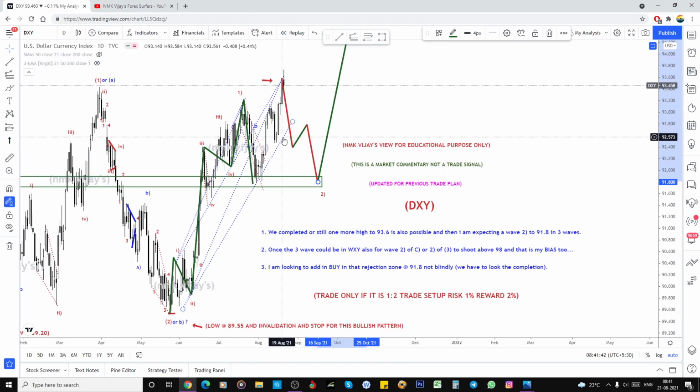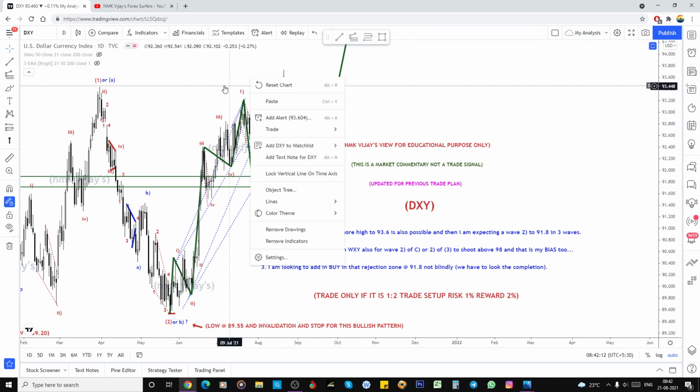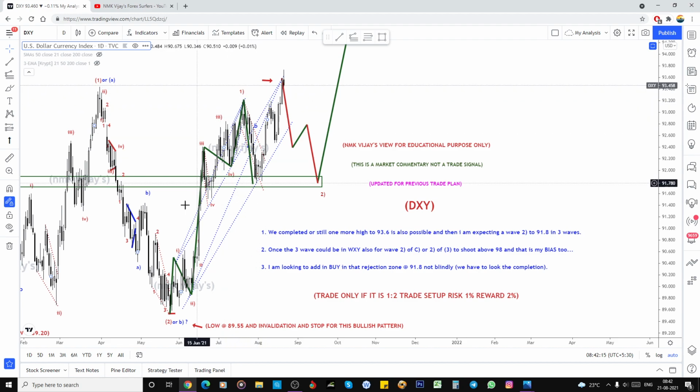In any way, we are expecting a three-wave structure, whether wave 1 ended here and again we need a three-wave structure, or whether wave 1 ended here and again we need a three-wave structure, or it could be a five-wave structure. Why I'm expecting a five-wave structure: this ABC, B is an irregular flat. For this wave 2, this is an irregular flat formation. So the C is a five-wave structure also.